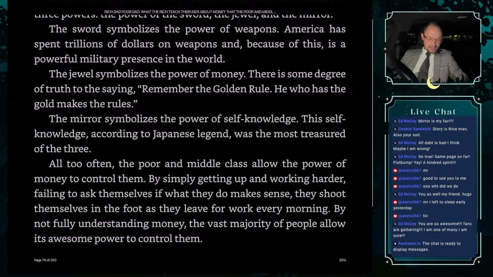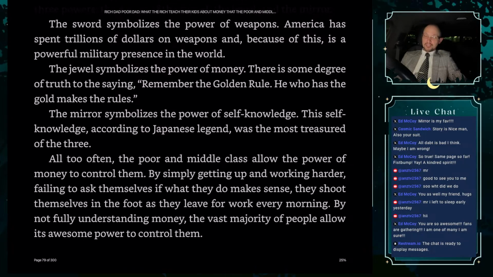Yes, there we go, there's a comment from Ed McCoy. I actually also agree that the mirror is the most powerful. Self-knowledge, knowing yourself, is the most powerful knowledge and is even more powerful than money. And that's what we're here to do, guys. I'm not here just to teach you about money. I'm here to teach you about yourselves, how to better utilize the gifts and the blessings and the benefits given to you by whatever you want to call it, God, the universe.